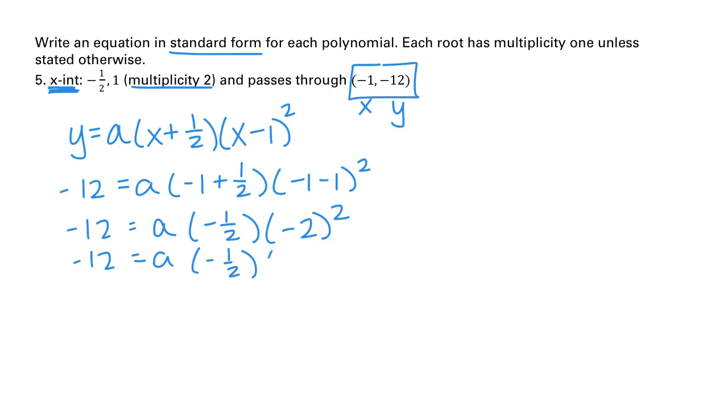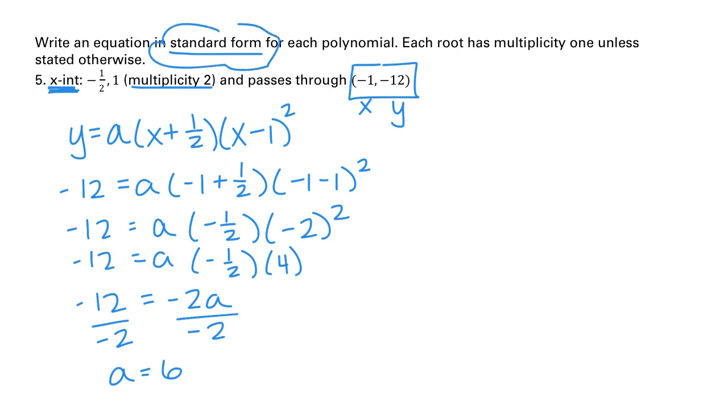Negative 2 squared is positive 4. And positive 4 times negative 1/2 is negative 2. So this right side would be a times negative 2, or negative 2a. Divide by negative 2, so we can get the a. A is 6. Still need to write the whole thing out in standard form. But now I can plug in what I got for a, 6, and then I'm going to write the factors and multiply this out.